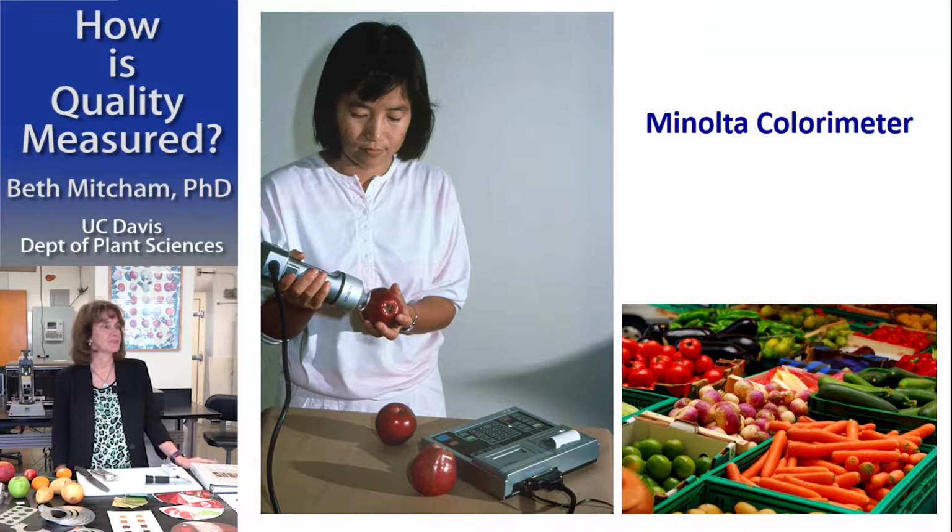This is the optical instrument, the Minolta colorimeter, that's often used in the laboratory to very accurately assess the color and measure slight changes in color. Again, it's probably more sophisticated than what most industry groups would need to use, but it's very useful in the laboratory.